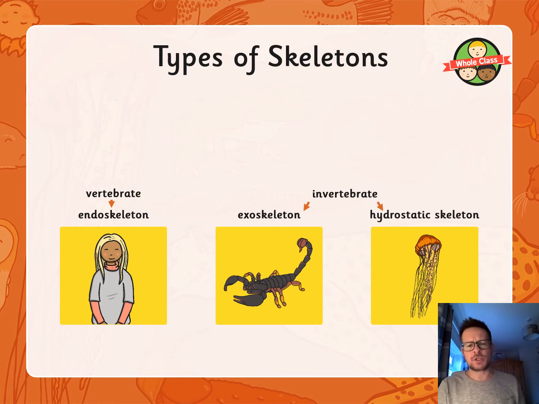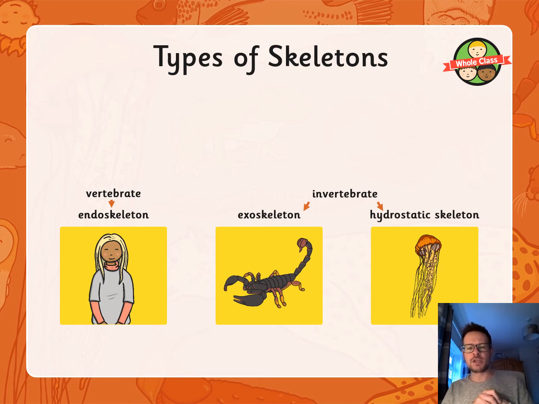And now we're moving on to the types of skeletons. So we've talked about vertebrates and we've talked about invertebrates. Vertebrates, like ourselves, have an endoskeleton. Okay, say the word endoskeleton. Endoskeleton, endoskeleton. Okay, and then invertebrates can be separated into 2 groups. We have those that have an exoskeleton, exoskeleton. And then we have those that have a hydrostatic skeleton.